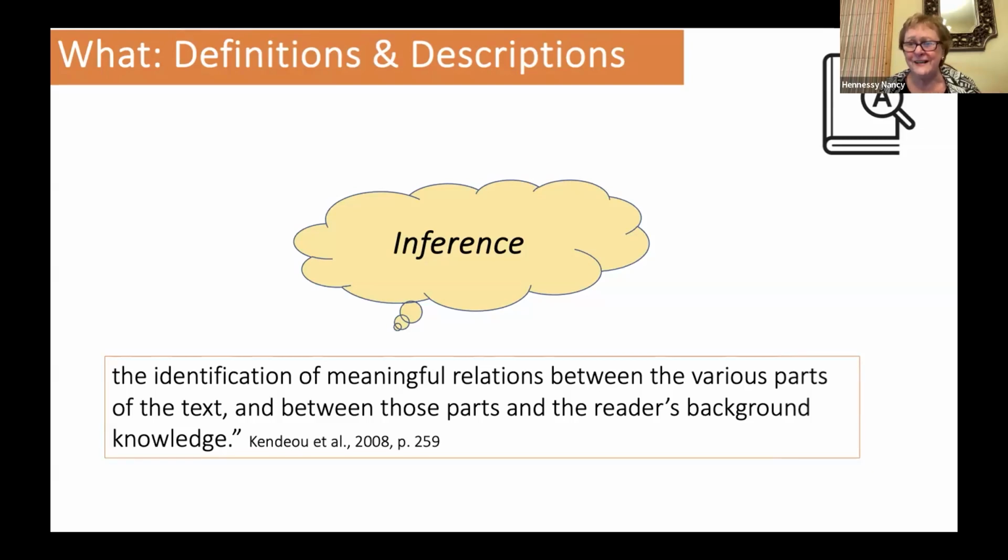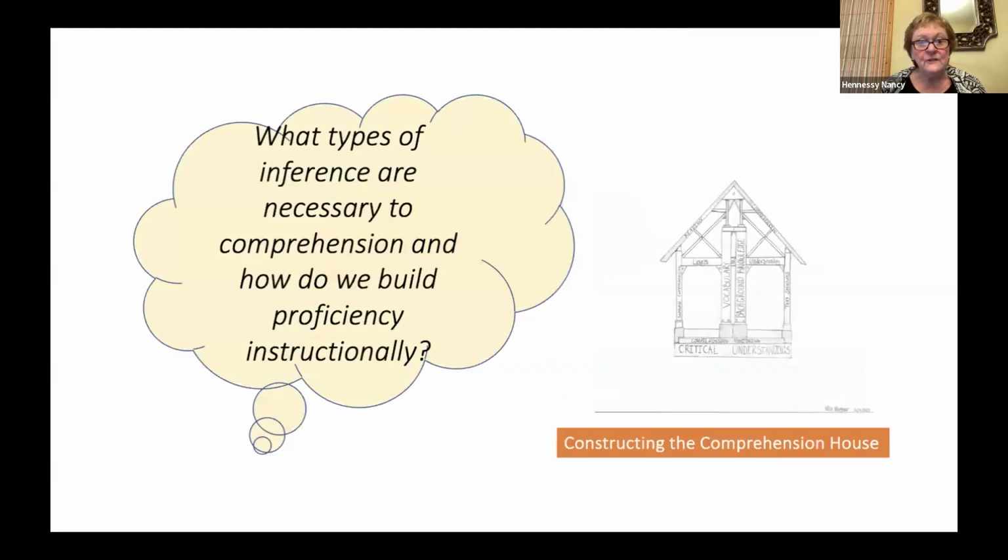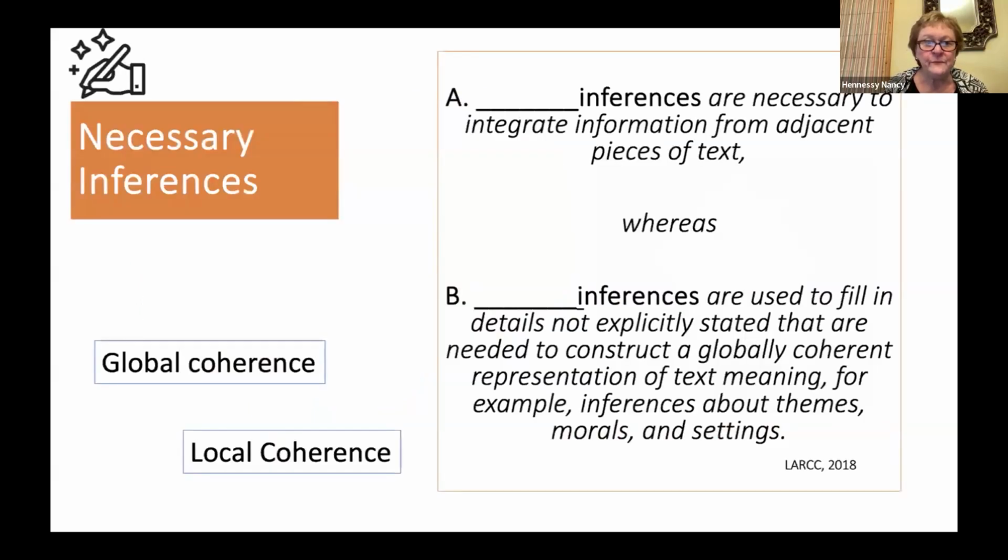And figurative language is yet another example of how we have to start thinking about, it's not the literal meaning, all right? We have to start thinking about what does it actually mean? What's sort of below the surface in terms of that. Okay. So I've kind of given you a little heads up on this. What types of inference are necessary to comprehension, and how do we build proficiency instructionally, all right? And again, we're doing the what, so we always do the what first, all right? And yes, we have represented in our construction house levels of understanding, and what we're focused on here, not literal, all right? We're focused on what's inferential, okay?